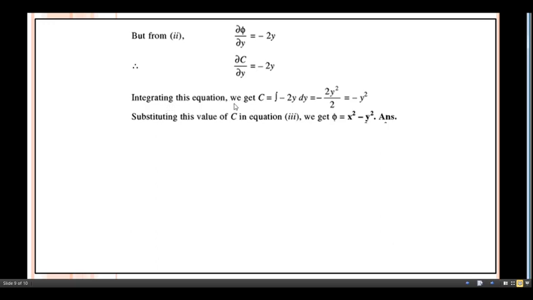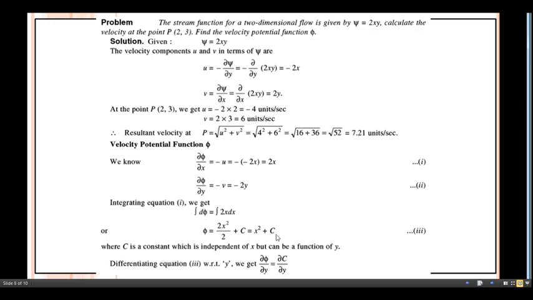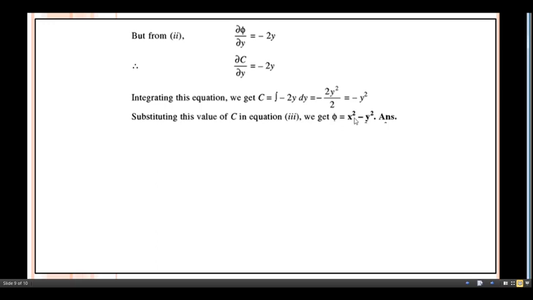Okay. So integrating this term with respect to y. So what do we get here? Integration of dc equals integration of minus 2y dy. So if you solve this, what do we get here? c equals minus integration of y, which is nothing but y square divided by 2. The 2 cancels, what do we get here? Minus y square. So substituting this value of c in equation number 3. So this is the value of c we get. So substitute this value of c in equation number 3 and get the value for phi. So phi is x square minus y square.